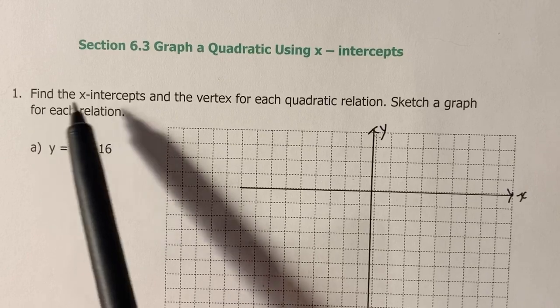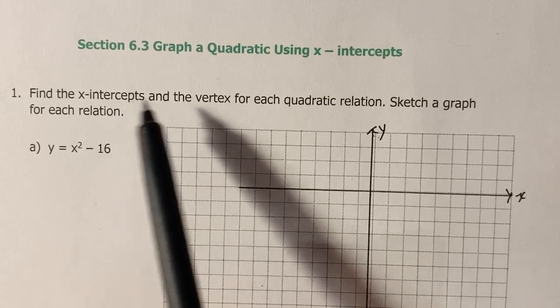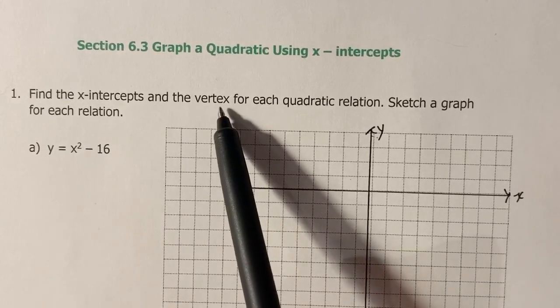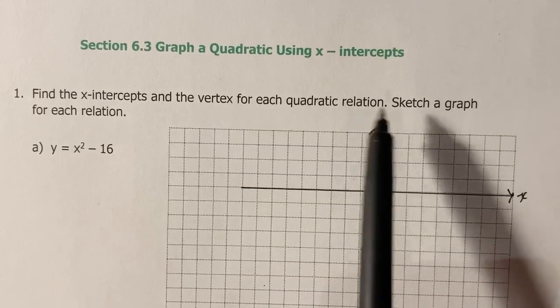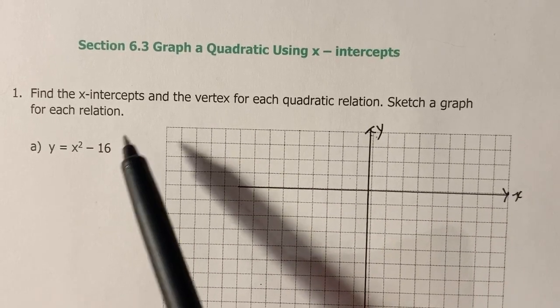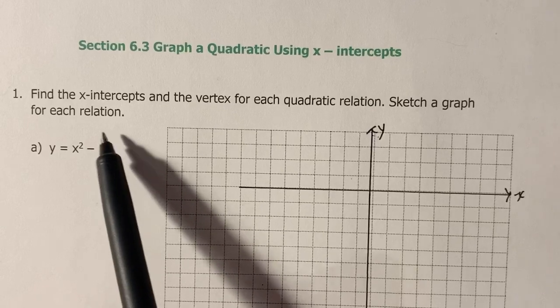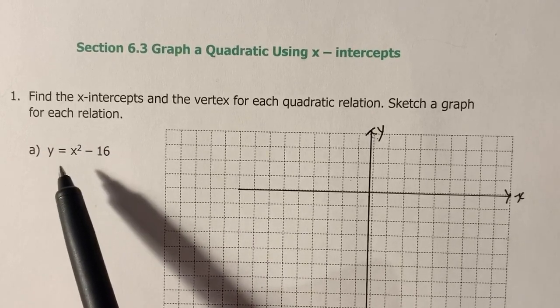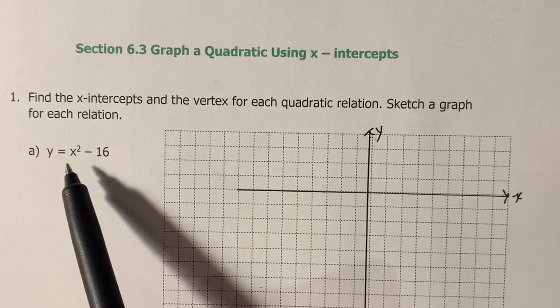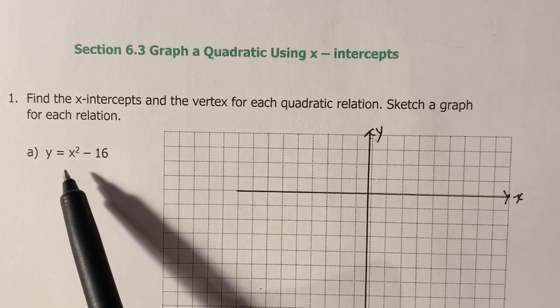First thing you need to do is find the x-intercepts. Then after we have the x-intercepts, we're going to find the vertex, and then we're going to sketch the graph. Okay, so you have to understand what you did yesterday. In order to find the x-intercepts, you need to factor this.